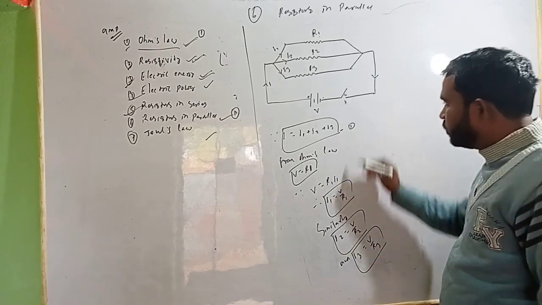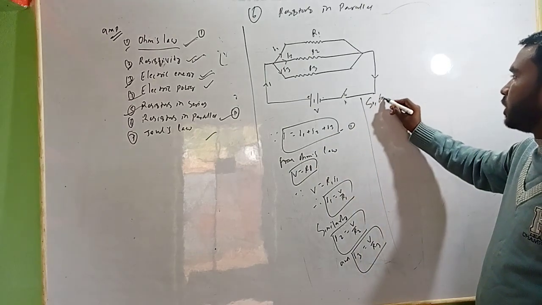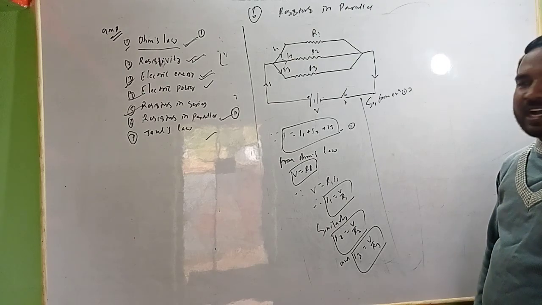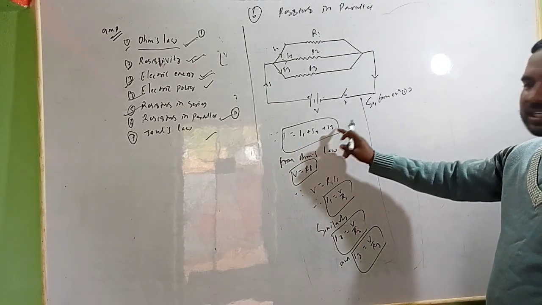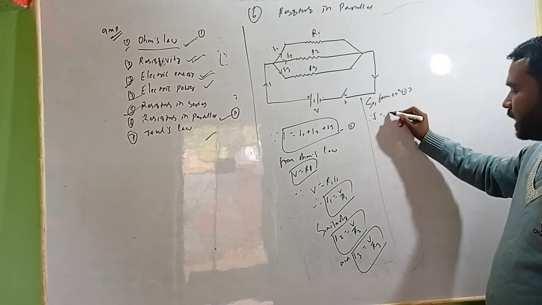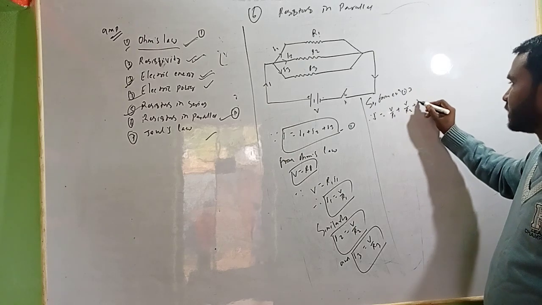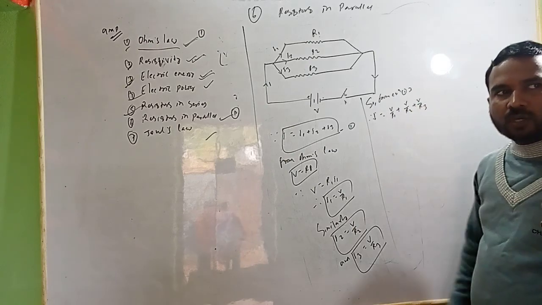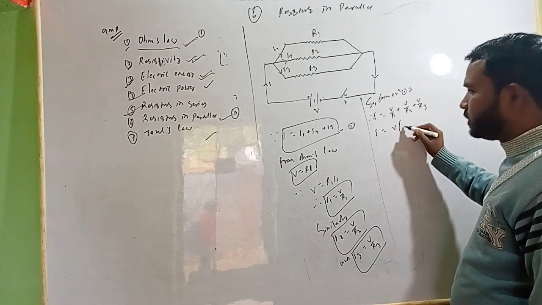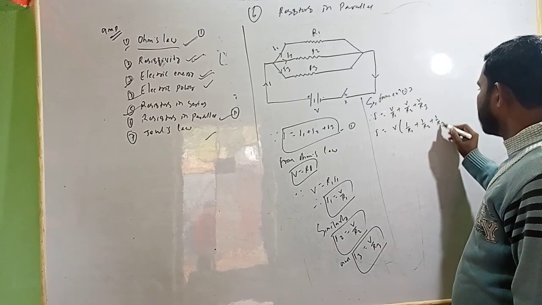So we have all the values. From equation first, I is equal to I1 plus I2 plus I3. Therefore I is equal to V by R1 plus V by R2 plus V by R3. Now take V common: I is equal to V times, 1 by R1 plus 1 by R2 plus 1 by R3.